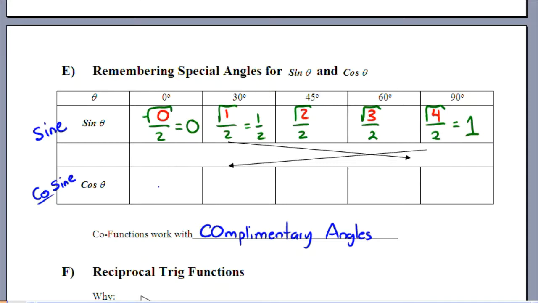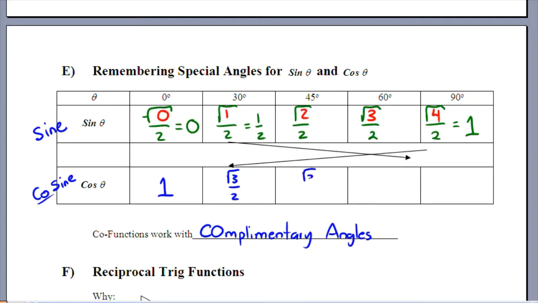So as long as you know the sine of 90, you're ready to go. This is a 1. Somebody says, hey, what's the cosine of 30? You don't need to memorize that as long as you know the sine of 60. That's going to be root 3 over 2. Somebody says, what's the cosine of 45? I don't know. What's the sine of 45?